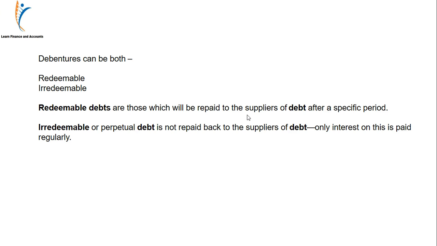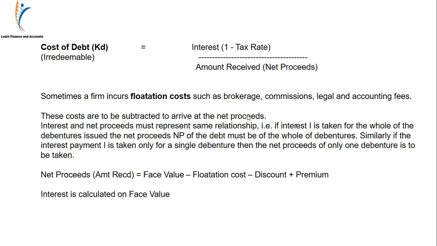Now we can calculate cost of debt in both the cases. How? The cost of debt is known as KD, which we had discussed in the previous video also. So KD is cost of debt. And how do you calculate KD in case of irredeemable debentures? The formula is very simple. It is interest into 1 minus tax rate. Remember, there's a tax saving, so the tax rate will also have to be taken into account. And the total amount is divided by the net proceeds or the amount received.